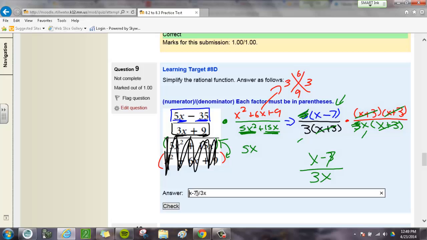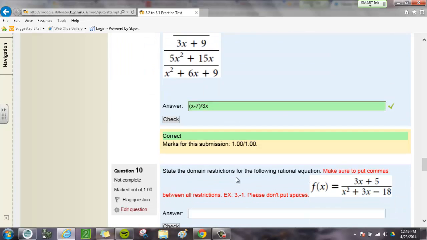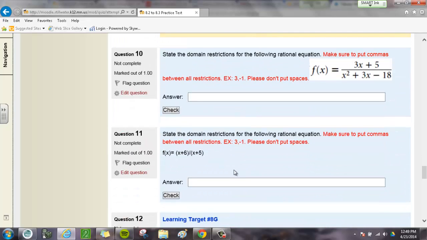Ooh, I wonder if I need parentheses. It says to put parentheses. Let's put them in there just in case. Like that, like that. There it is. Okay, it's going really well right now. We're flying through this thing.